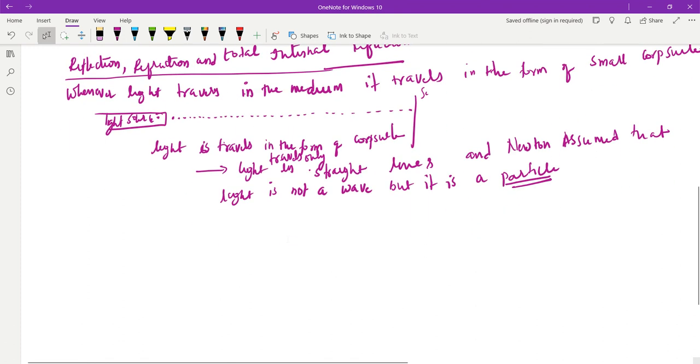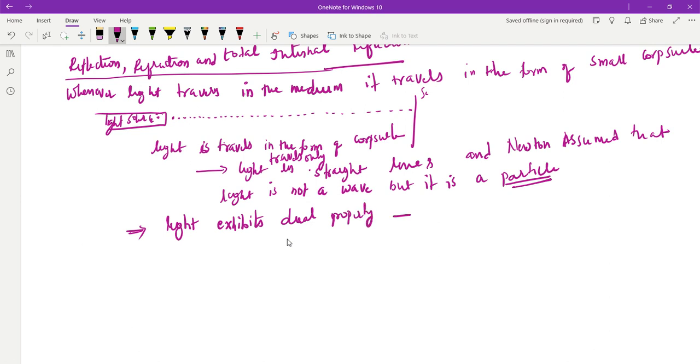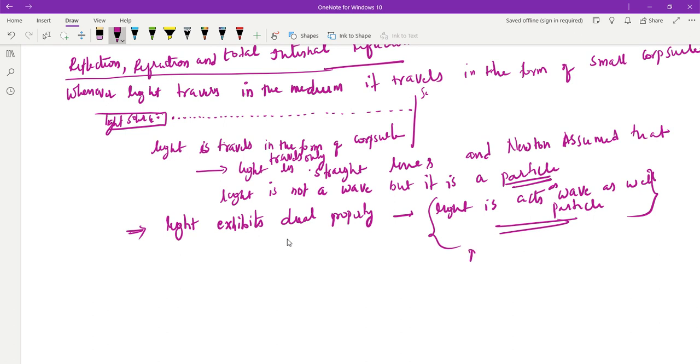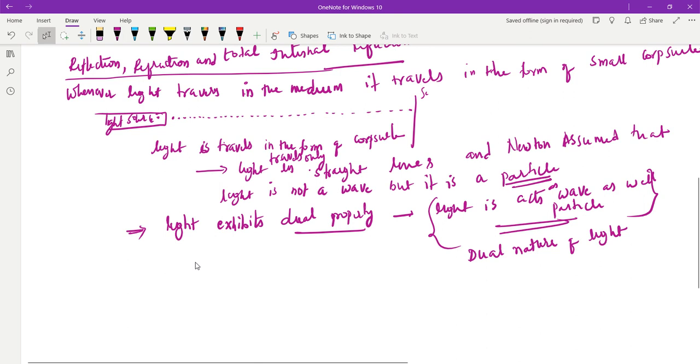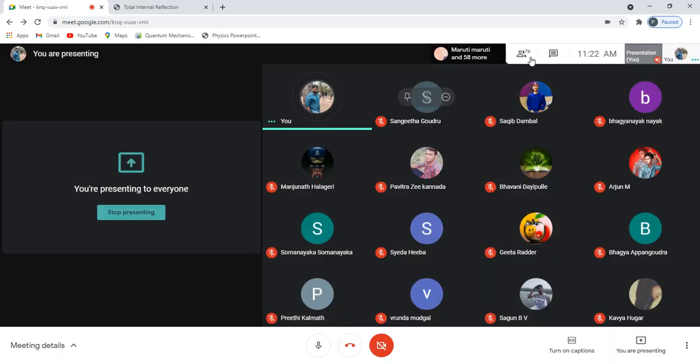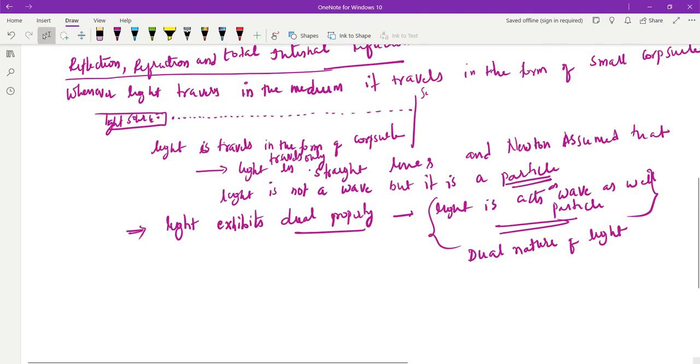Now if you ask me, sir, light is a particle and light is a wave, are both true or both false? My answer is that light exhibits dual property, which means light acts as a wave as well as a particle. That's why we call this the dual nature of light.